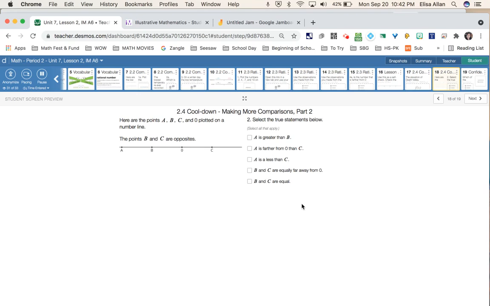And don't worry if you get any of these incorrect at this time. We're just starting into this idea of opposites. We're going to be continuing with this idea of opposites as we continue into lessons 3 and 4. All right, so do your best with this one.